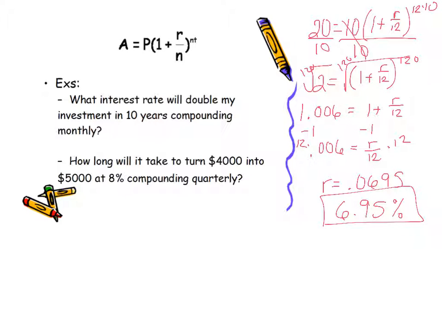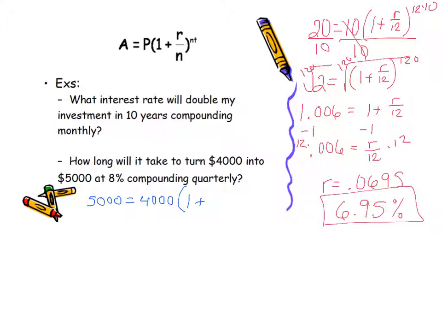Let's try the second example. A different type, looking for something else, given different information. How long will it take, so this time I'm going to be solving for t, to turn 4,000 into 5,000 at 8% if it's compounded quarterly? Let's fill in the numbers. The ending amount is 5,000. The initial amount was 4,000.